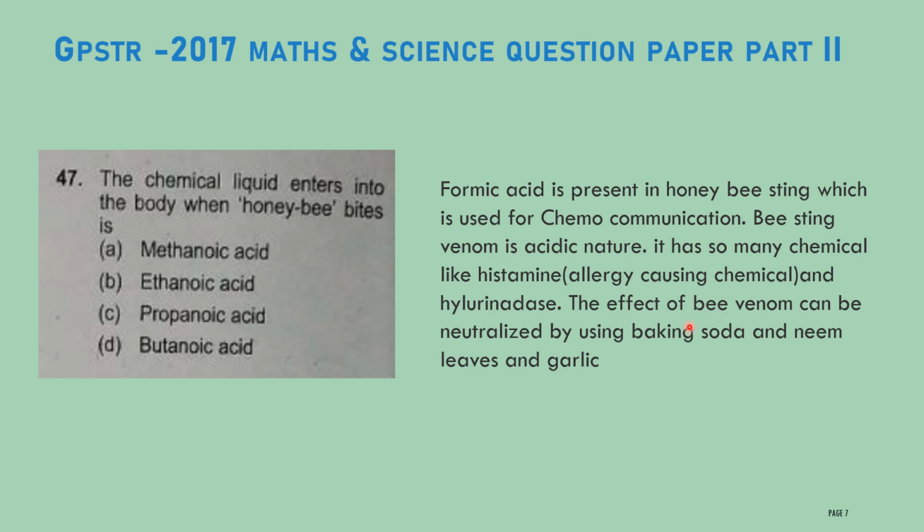Then the effect of a honeybee bite on the skin of your body, how will you cure that? Already you know formic acid is an acid, so you have to neutralize it with a base. Therefore you can use baking soda, neem leaves and also garlic. Using these you can neutralize the acid, and then the honeybee bite will get cured. Therefore the correct answer for this question is methanoic acid, that is nothing but formic acid.